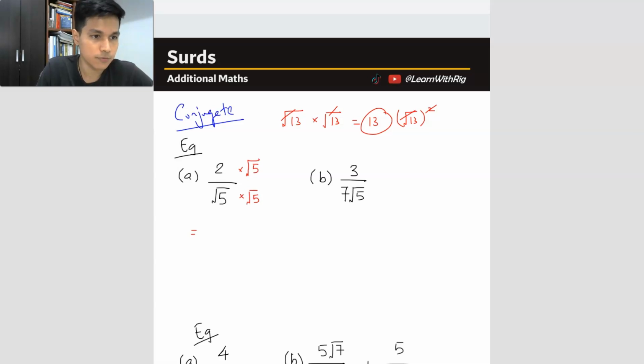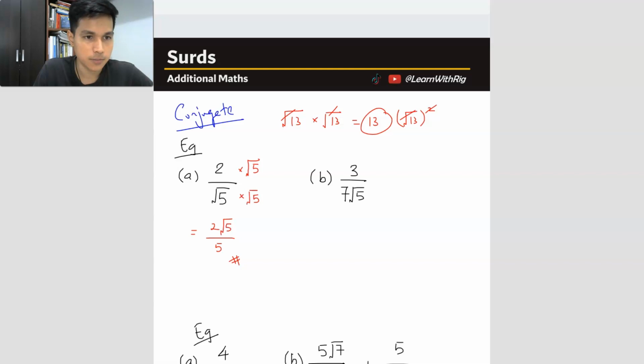So what do we have? On the top, you have 2√5, and at the bottom you multiply √5 and √5, you get 5. That's how you do it. So the key thing is you want to remove the surd from the denominator.